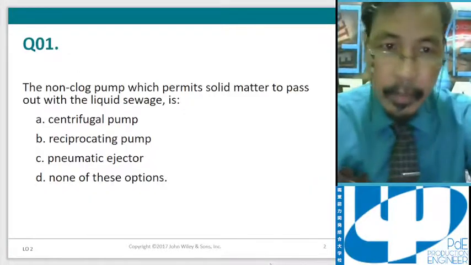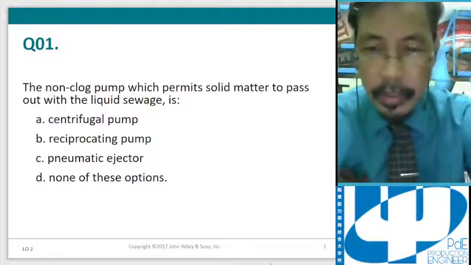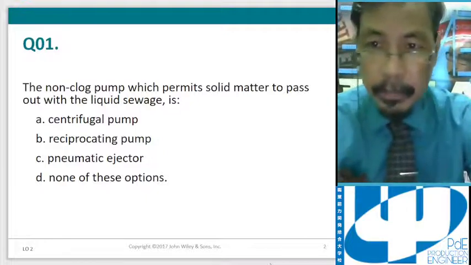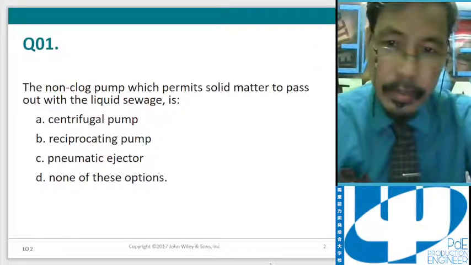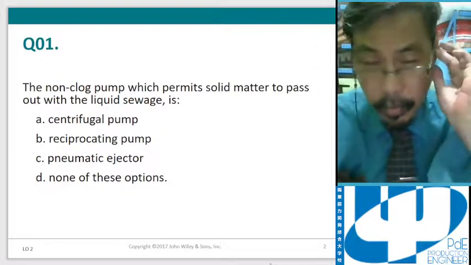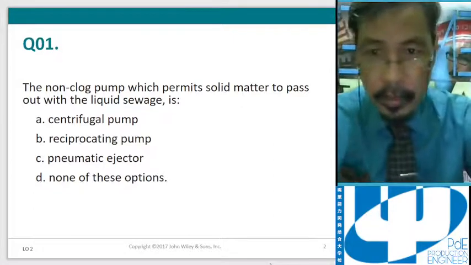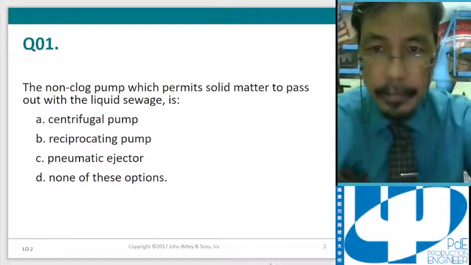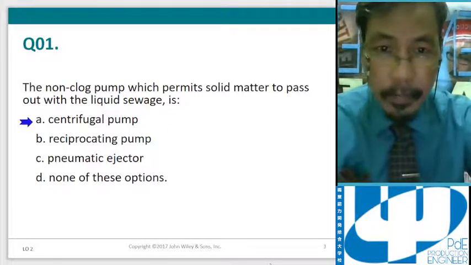The non-clog pump, which permits solid matter to pass out with the liquid sewage, is A. Centrifugal pump, B. Reciprocating pump, C. Pneumatic ejector, D. None of these options. If you need, you can pause the video to think about it. By the way, we will just proceed. The answer should be centrifugal pump.